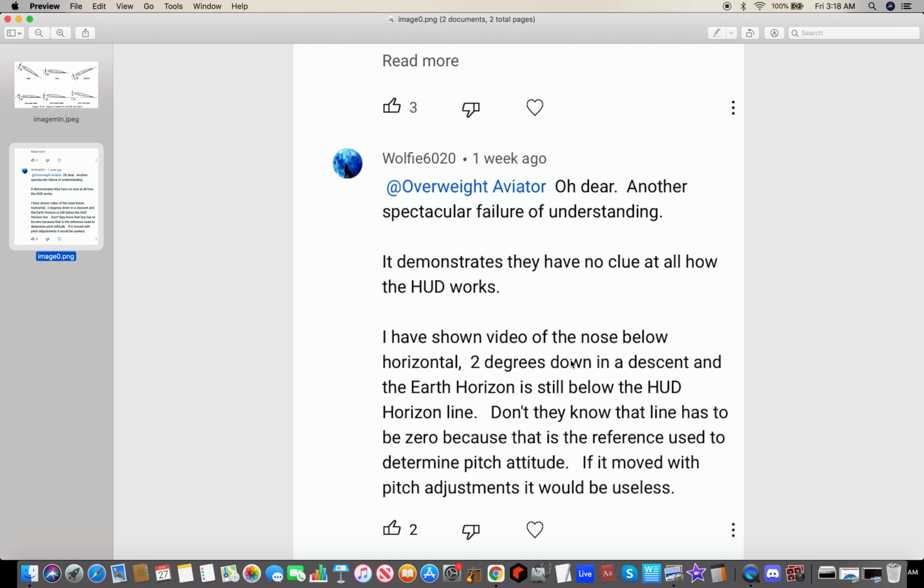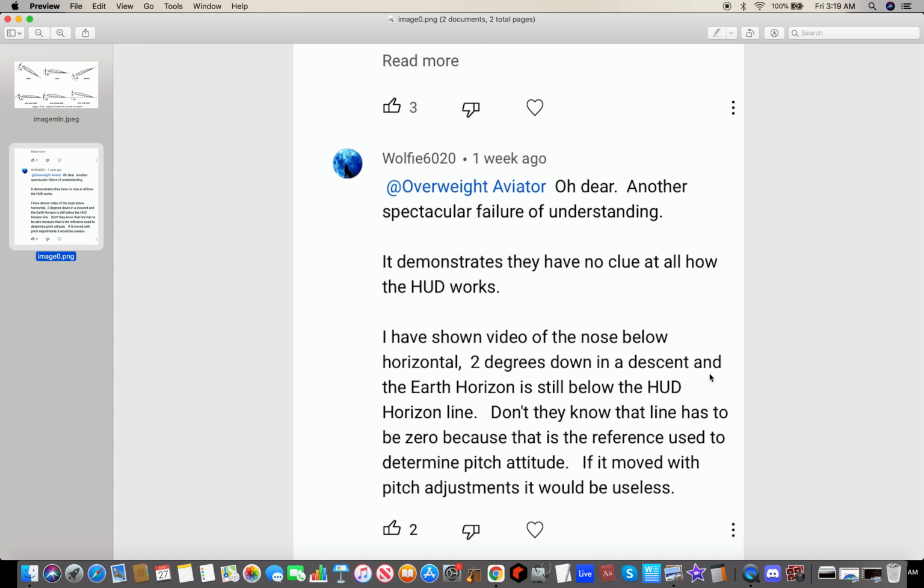But the 2 degrees down in a descent, that's the important thing, because this is a commercial pilot telling you that when the nose is below horizontal 2 degrees down in a descent, the airplane's in a descent. That's the way it is. So this is obviously in normal flying at a normal speed, 2 degrees down is going to be a descent, right? So a commercial pilot, a very well known one on the Globe side, the most well known one on our opponent side, Wolfie 6020, he's stating here 2 degrees down is a descent, right? Because it is.